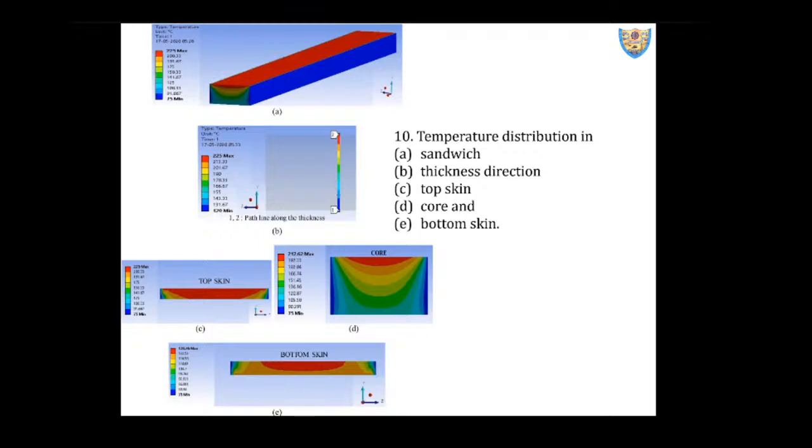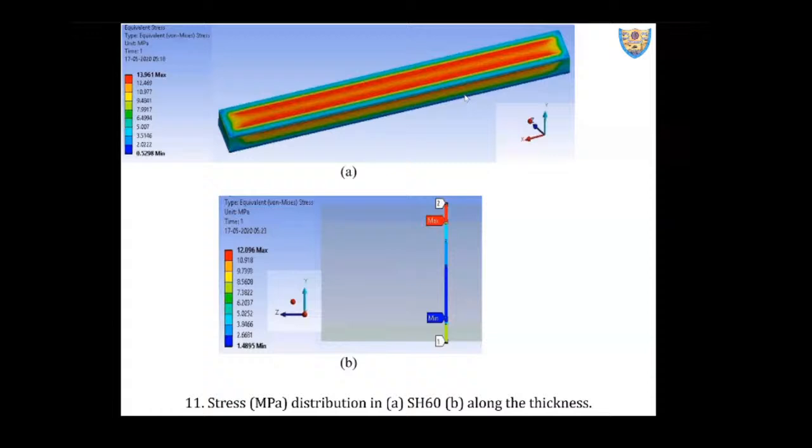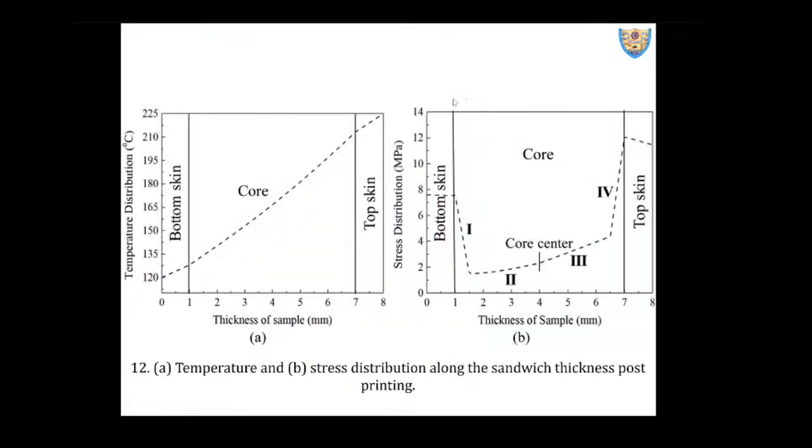This is the no load condition, only the temperature distribution I'm talking about. The top one will give you the maximum temperature because this is the last layer which got printed. Okay. And then we just plotted the temperature distribution across the thickness, the stress distribution across the thickness. Now these plots, this simulation helps us in knowing what is that at interface, how sharply it changes.